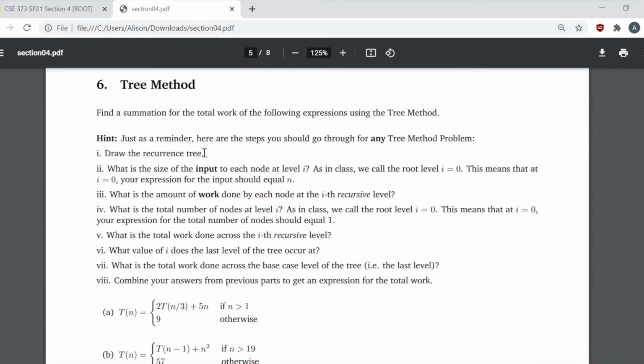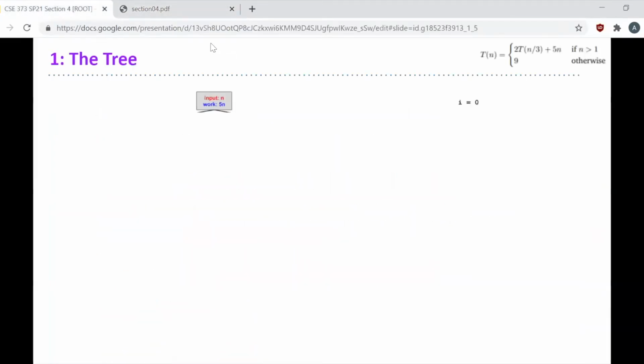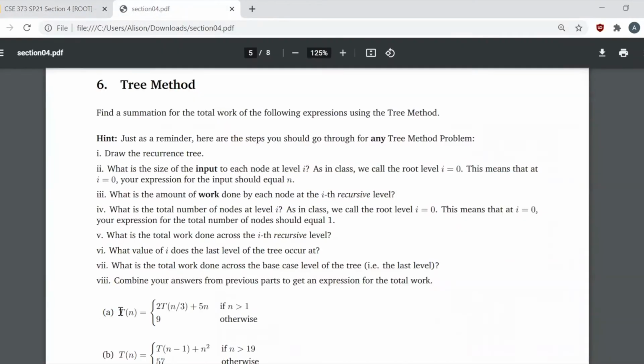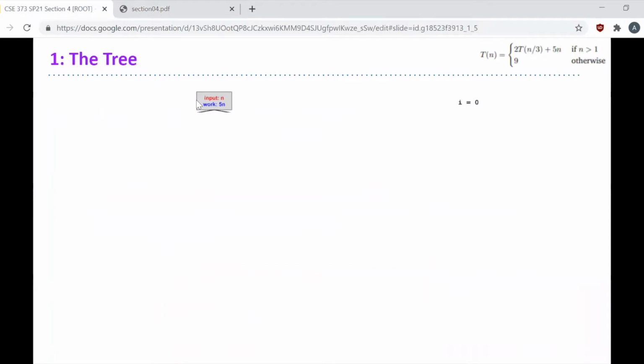Recall that in the recurrence tree, every node represents a specific method call. And for each of these nodes, we keep track of the size of the input for that method call, as well as the amount of work that's done at that recursive call. So what does that look like? Well, we're going to do it with this specific recurrence. And remember that your top node is your first call for this recurrence. And in your first call, the input is always going to start out as n.